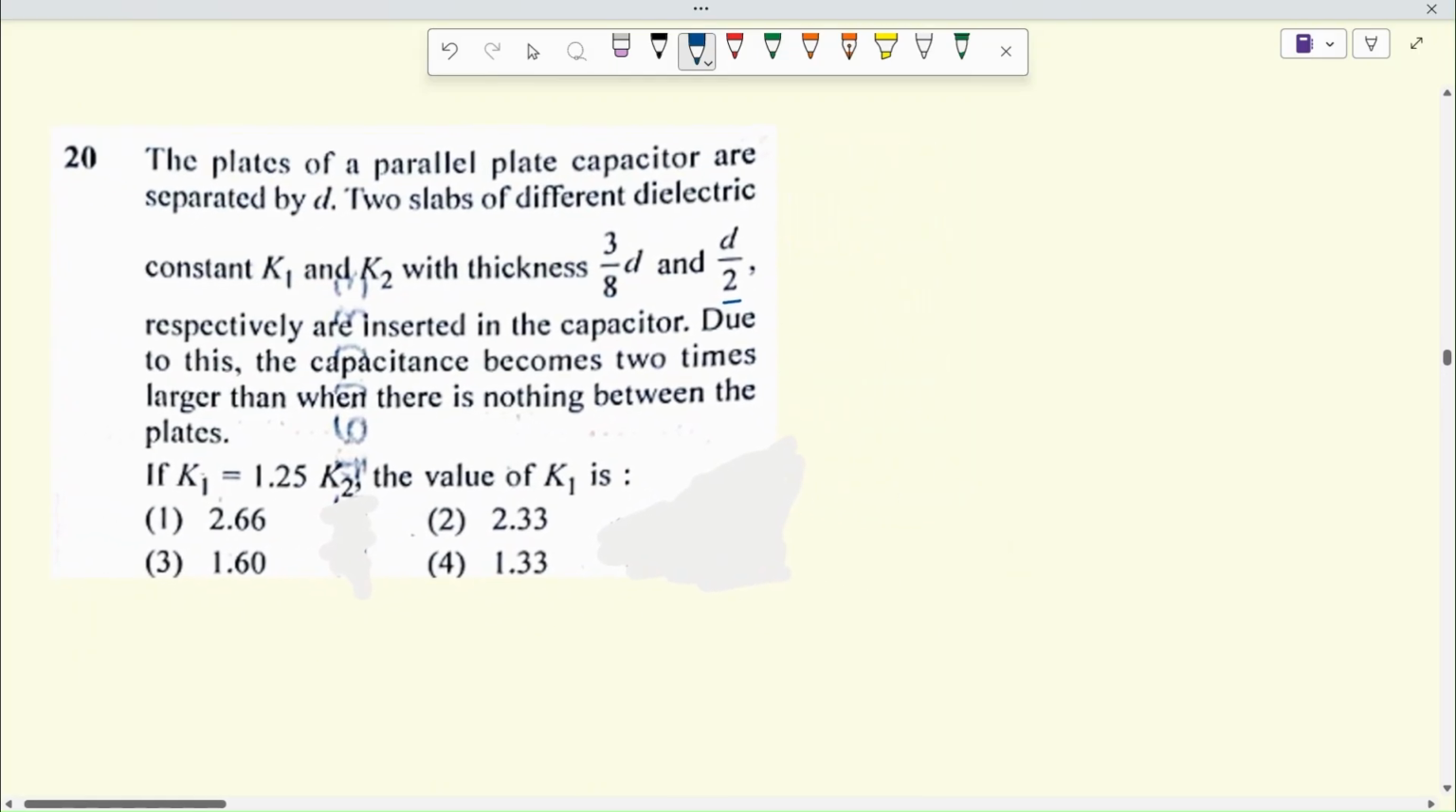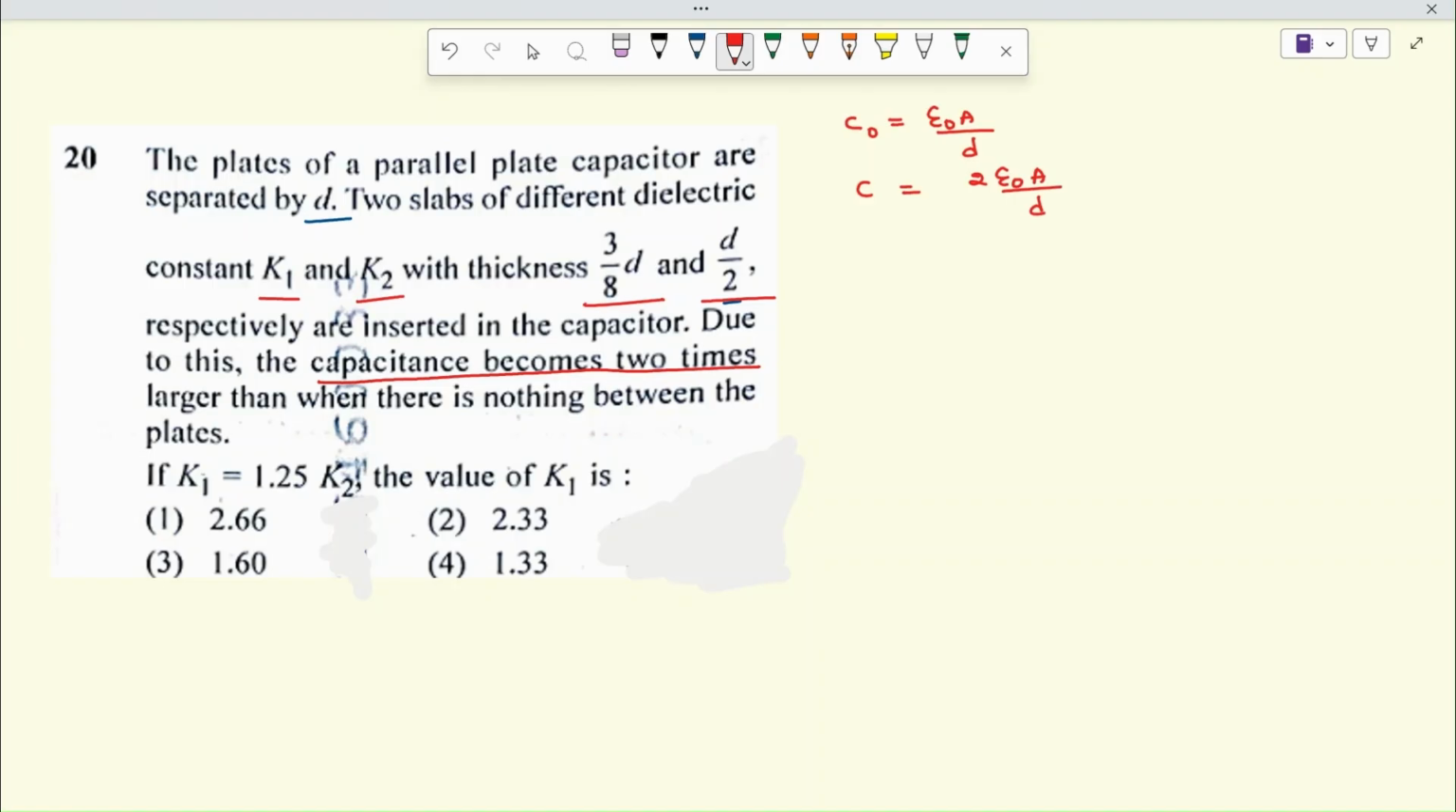Okay, 20th question. Plates of a parallel plate capacitor separated by D, and two slabs with different dielectric constants and different thicknesses are inserted in the capacitor. Now what happened? The capacitance becomes 2 times. So initially let us say it is C naught, that is epsilon naught A by D. Now the new capacitance is 2 into epsilon naught A by D.